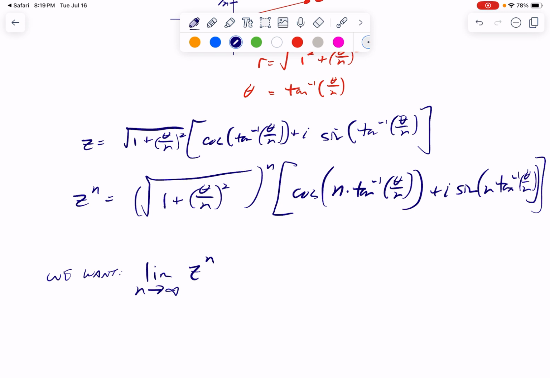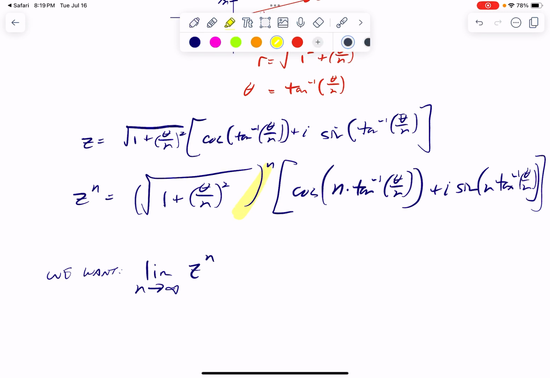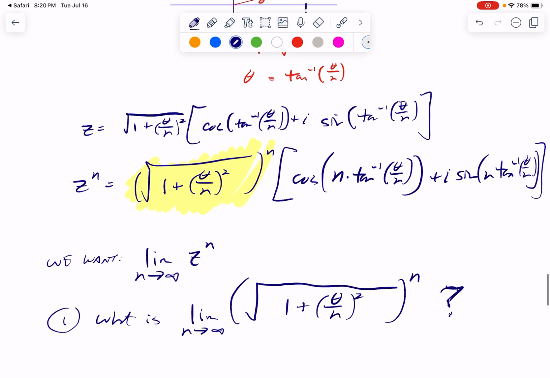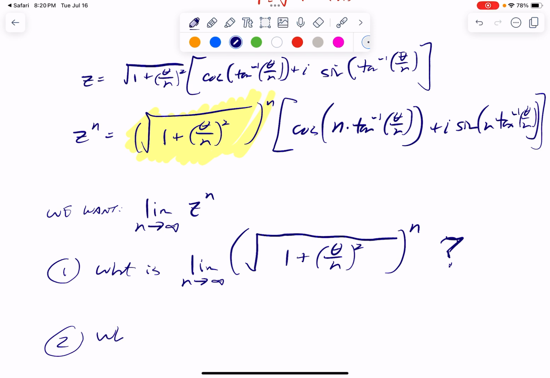So let's actually think of this as two different questions. This is measuring r for z to the n. So question number 1 we want to answer is, what is the limit as n goes to infinity of this expression here that's measuring the modulus? We want to know something about z to the n, so we're separating it. What will be the r, the modulus, for z to the n? That's our first question. And then what will be the argument? Again, as we're running a limit as n approaches infinity.